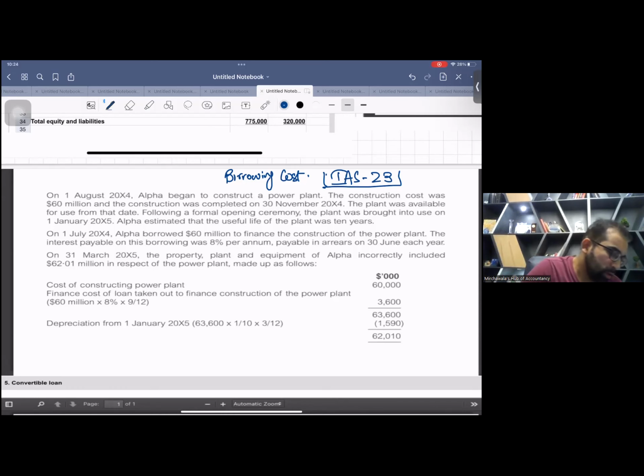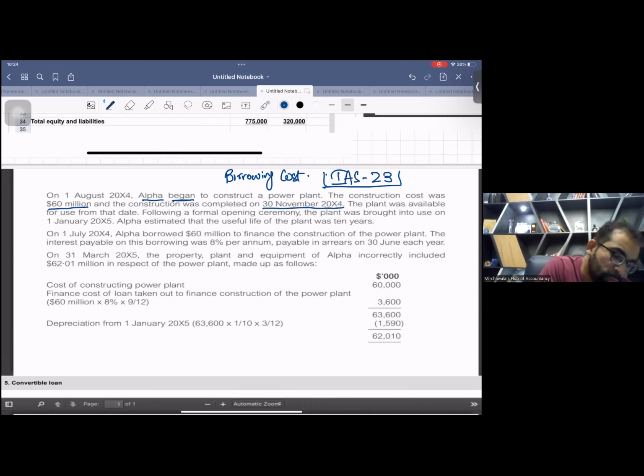Okay, let me read. On 1st August X4, Alpha began to construct. Alpha is the parent company, so nothing to do with the subsidiary. It will only hit your consolidated retained earnings. It's the parent company's transaction, and now it's the application of IFRS. Alpha began construction to construct a power plant. The construction cost was 60 million. The construction was completed on 30th November X4.